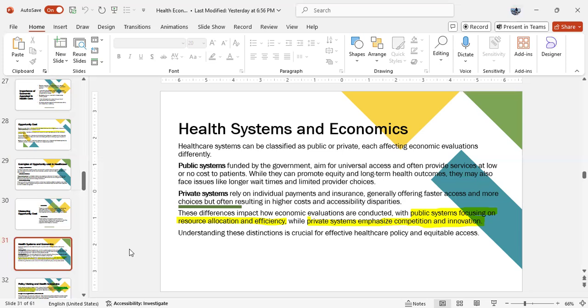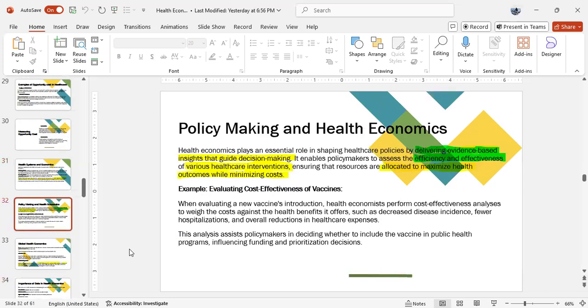These differences impact how economic evaluations are conducted, with public systems focusing on resource allocation and efficiency, while private systems emphasize competition and innovation. Understanding these distinctions is crucial for effective healthcare policy and equitable access. Policy making and health economics. Health economics plays an important role in shaping healthcare policies by delivering evidence-based insight that guides decision making. It enables policymakers to assess the efficiency and effectiveness of various healthcare interventions, ensuring that resources are allocated to maximize health outcomes while minimizing costs.